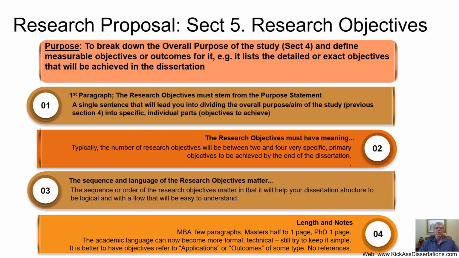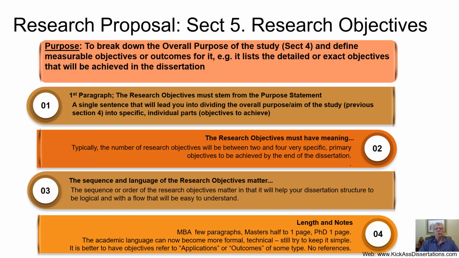So how do we start this? The first paragraph will be a sentence that will link from the previous section. So you will take your previous section where your overall objective of your study is, and you're going to directly link it to what the detailed objectives are. So you're going to have a single sentence that will lead you into dividing this overall purpose of the study into its specific individual parts, which will now become the objectives to achieve.